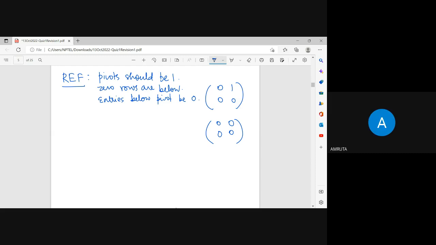Okay, so either of the conditions should be satisfied. It's not that all of the conditions should be satisfied. If they are present.